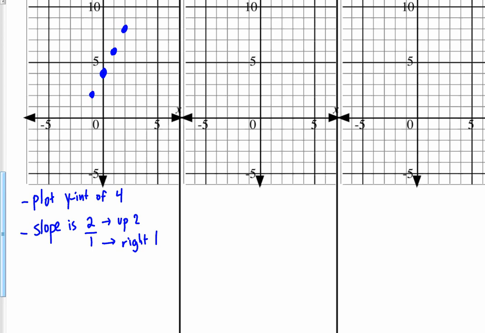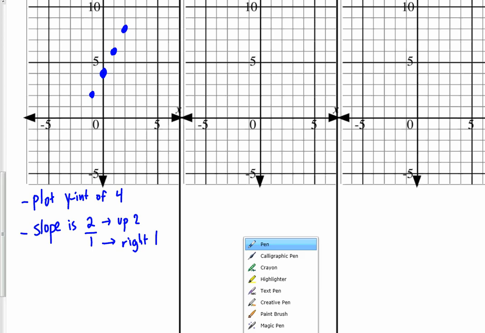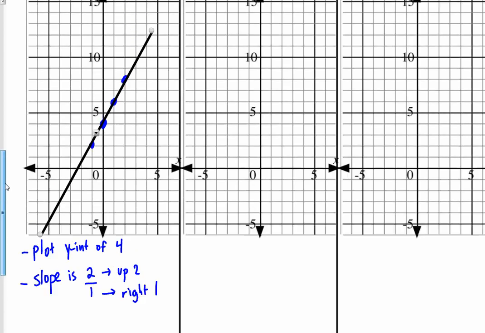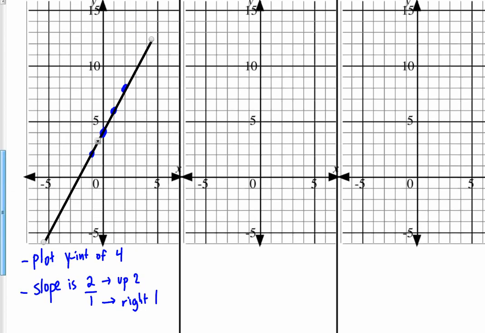Okay, should you connect your line? How much should you connect your line? Just to those points? All the way, right across the full graph. Okay, you always go through the whole graph. I don't want to see just your 2 points that you made connected. It should be through the whole graph. Edge to edge, okay?